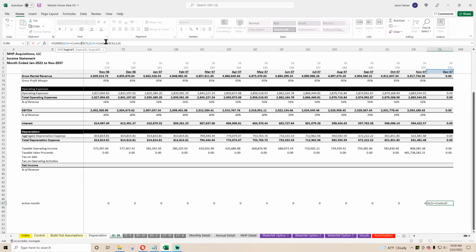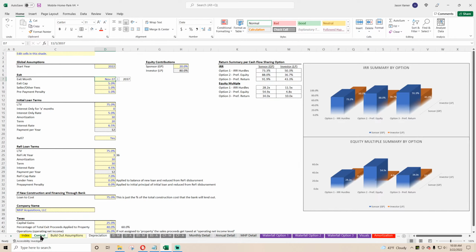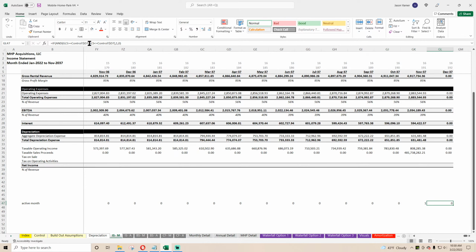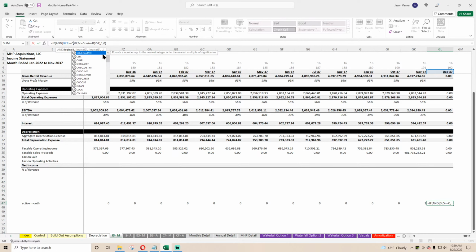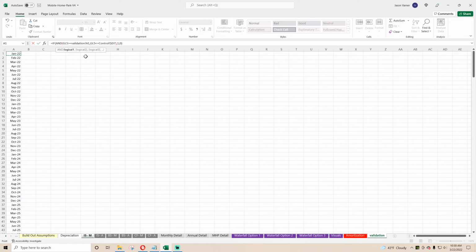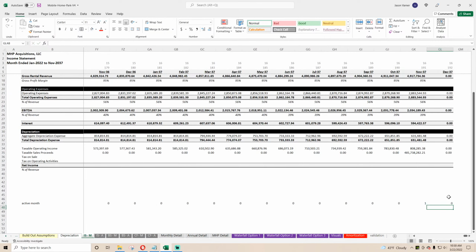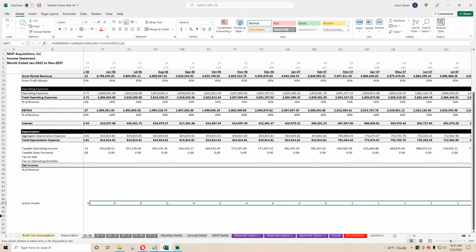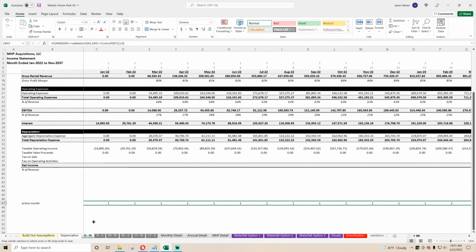Because we're not using, yeah. And then we want control referencing D7. Well, no, that D7 is the exit. We want greater than or equal to the start month. All right, so this should allow us to get a good count of active months for tax purposes for each period.